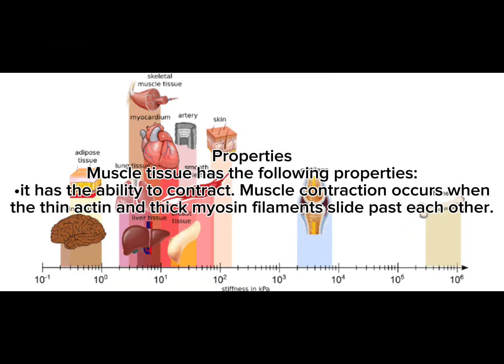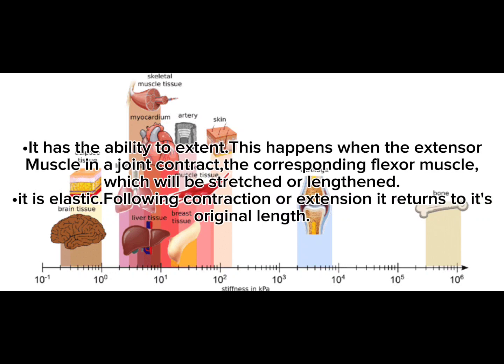Properties. Muscle tissue has the following properties. It has the ability to contract. Muscle contraction occurs when the thin actin and thick myosin filaments slide past each other. It has the ability to extend. This happens when the extensor muscle in a joint contracts, and the corresponding flexor muscle is stretched or lengthened. It is elastic. Following contraction or extension, it returns to its original length.